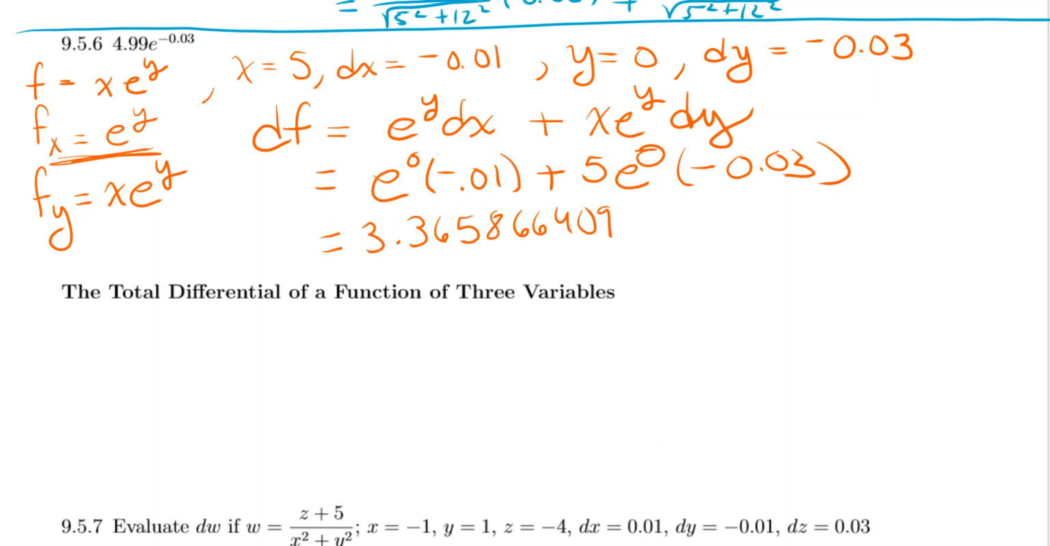Now, if you actually find the value of this, so if you take out your calculator and put in 4.99 e to the negative 0.03, you will get 4.843523. And you might ask yourself, well, why on earth would I do this? This isn't even close. You are right. This is not close. And there's a good reason it's not close.